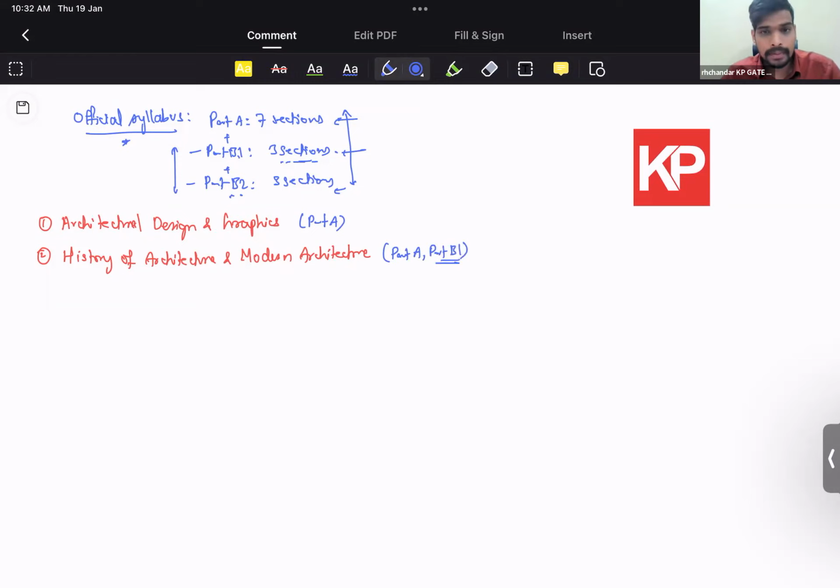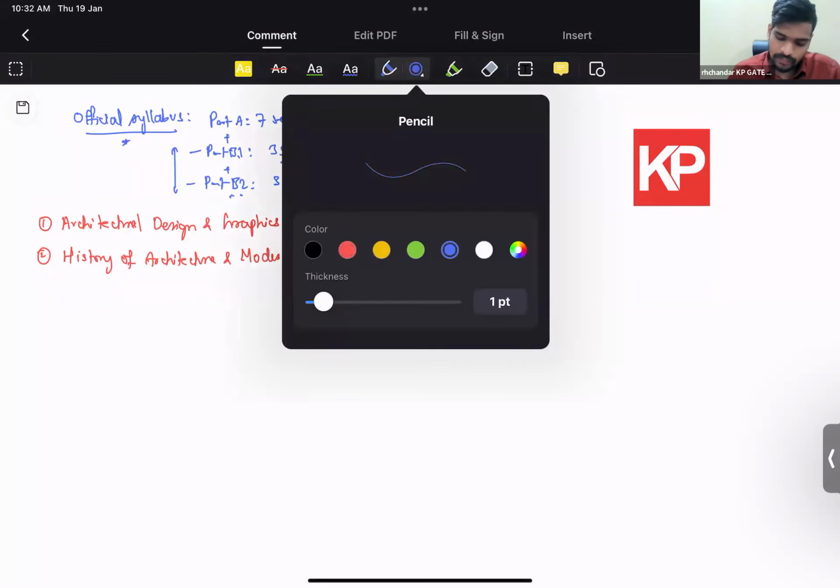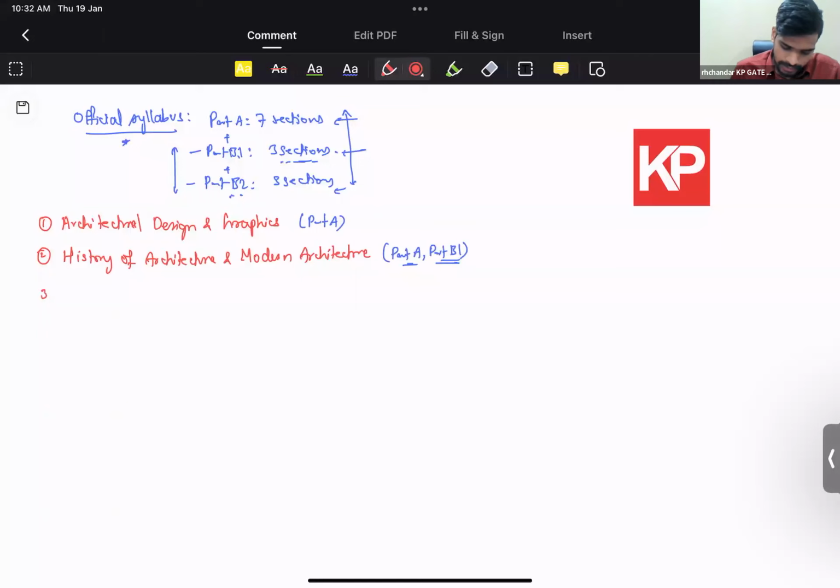History is completely in part B1, but some questions on modern architecture, modern buildings, have been asked in the common part as well. So it is a common thing for both, and everyone has to prepare it. We will share a detailed analysis of these 24 subjects, which we will be following for your preparation for GATE. For now, you can just get a sense of the subjects you need to deal with in this preparation. So second is history of architecture, modern architecture.